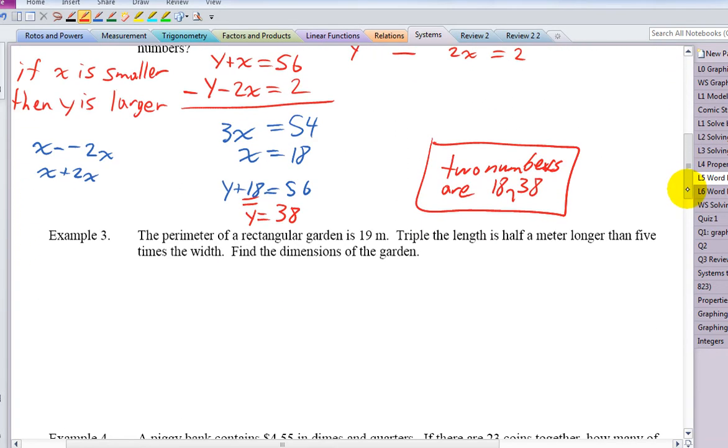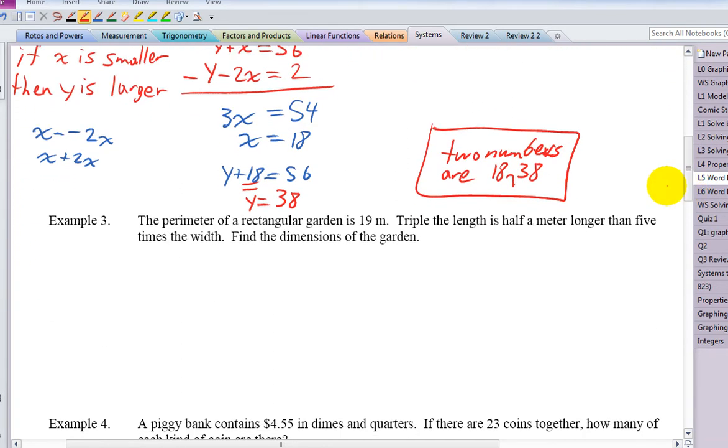Okay, next one. Perimeter of a rectangular garden is 19. Let's draw that first, and it says find the dimensions of the garden. So what are we looking for? Dimensions. Dimensions of a rectangle would be length and width. Okay. So we could use X and L.